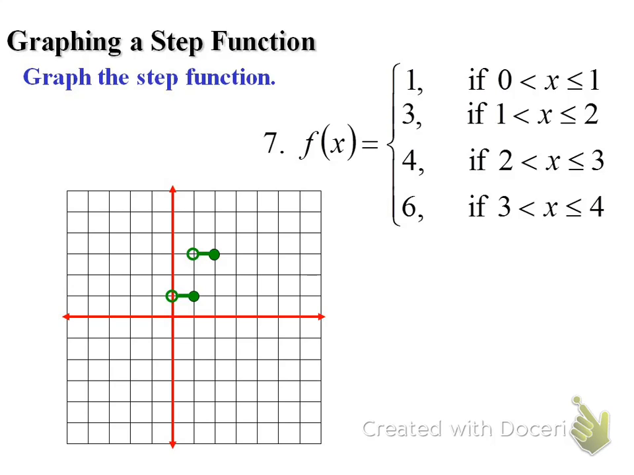So for our next step, we are going to be looking at y equals 4. That will be up here. I want it to start at 2 on my x and go to 3 for my x. So I am going to use this little piece right here, not including the 2, but including the 3. So it's going to be along that. Open circle, though, at the 2. Closed circle at the 3.